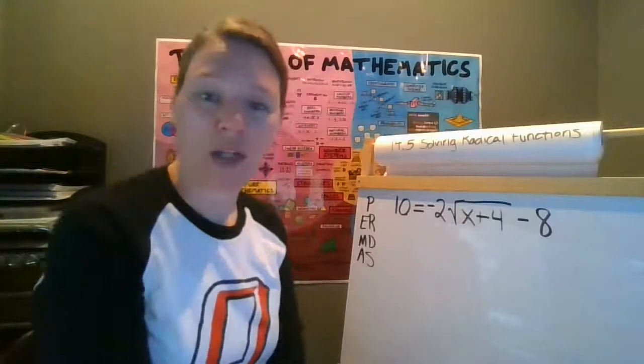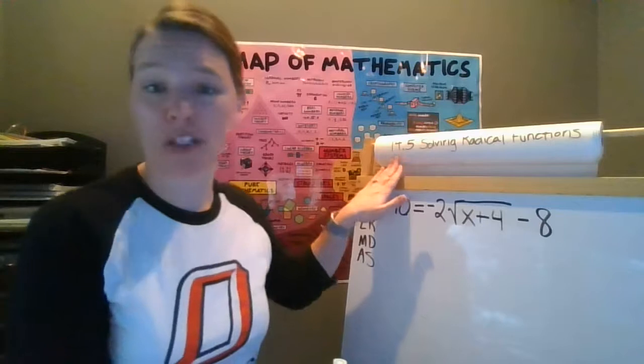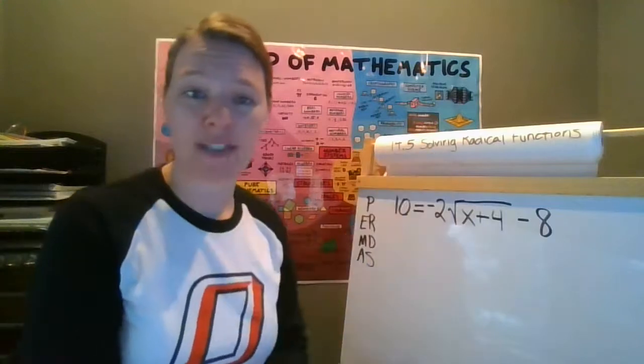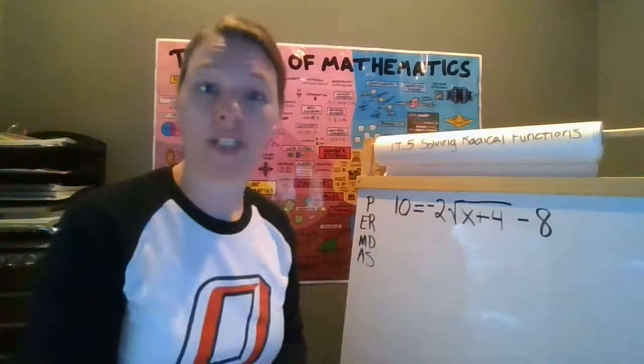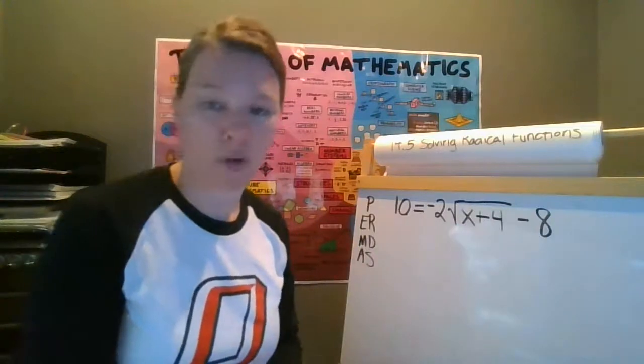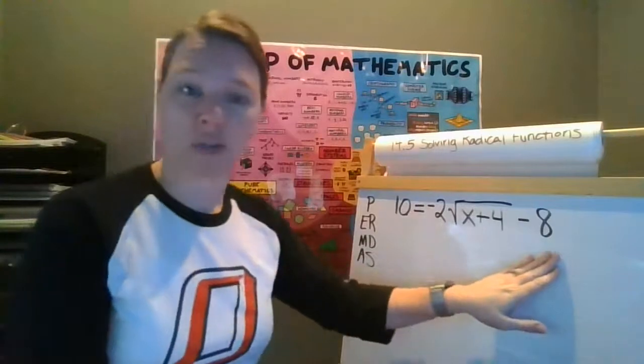Everyone. One quick example is all this video lesson is going to be. We're in section 14.5, solving radical functions. It's really just a little extension, doing a little bit more of what we did in the previous lesson, lesson 14.4. So we're going to solve this one radical function, and we're going to check for extraneous solutions.